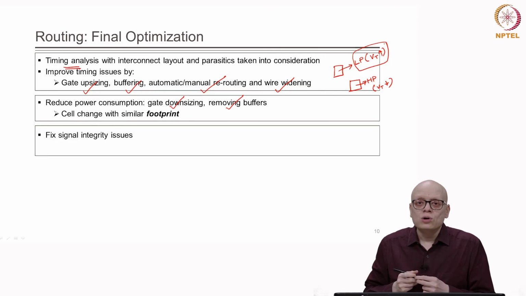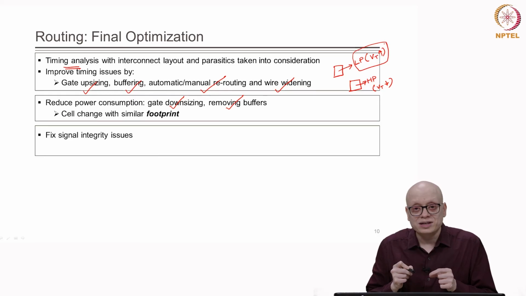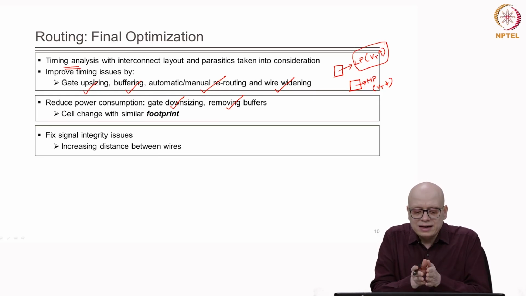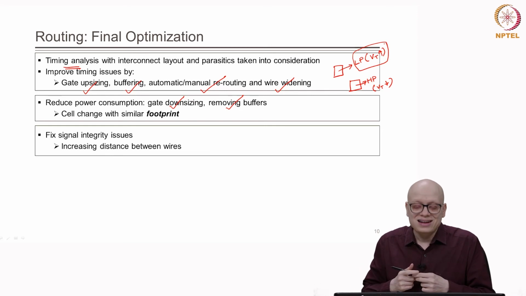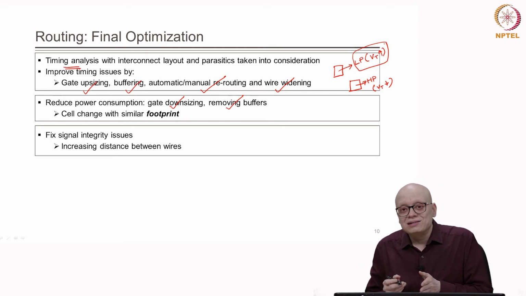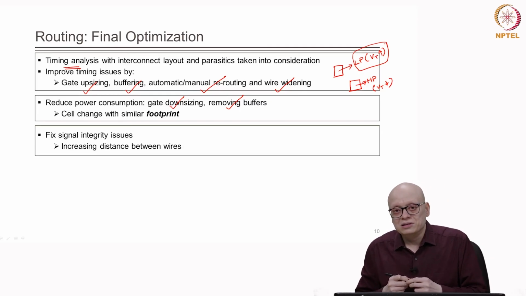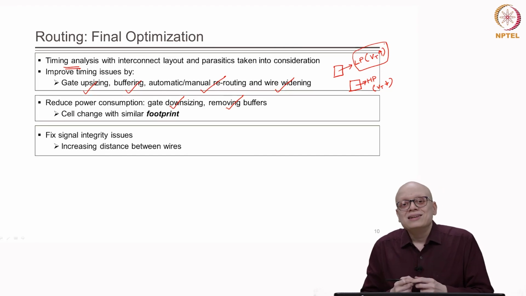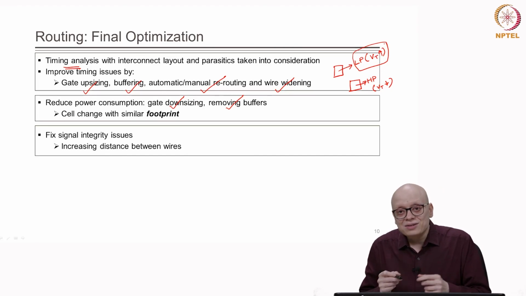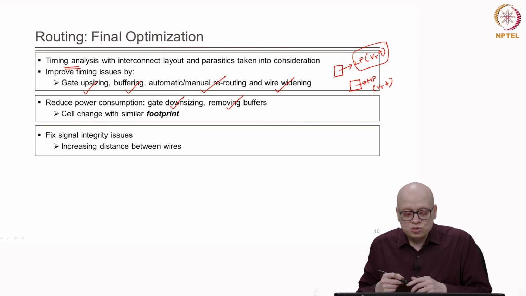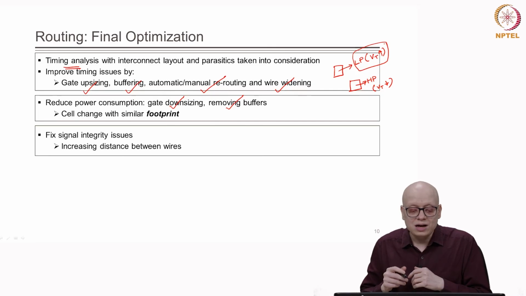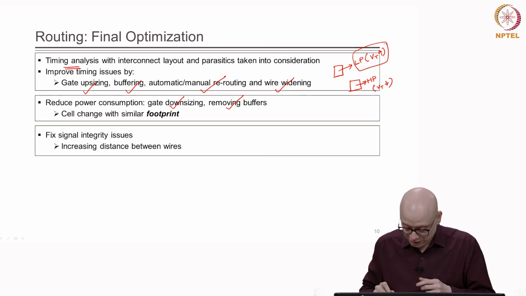After routing we should also do signal integrity analysis and then fix issues, for example, by increasing the distance between the wires, or upsizing the victim driver, or downsizing the aggressor driver, which is actually injecting noise into the victim net. So, we can do those kinds of optimization after we have done the routing.